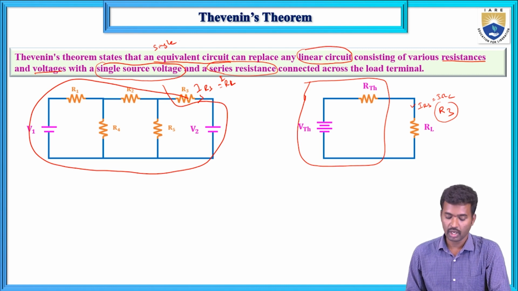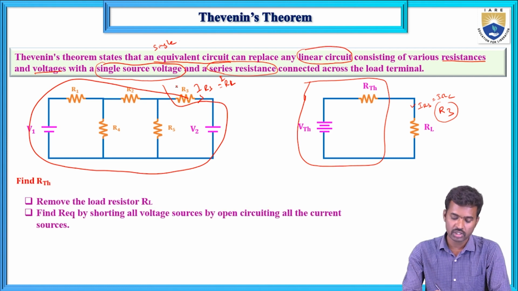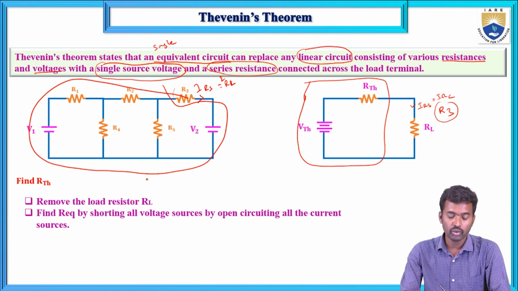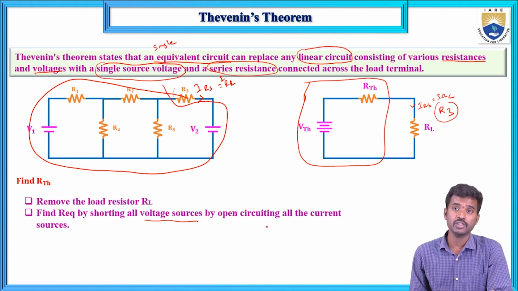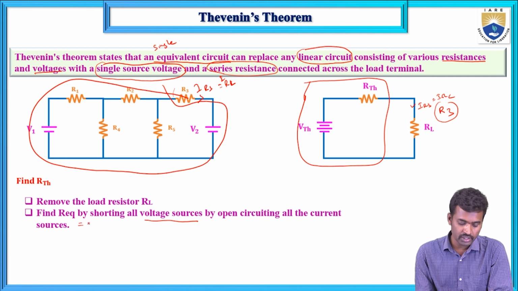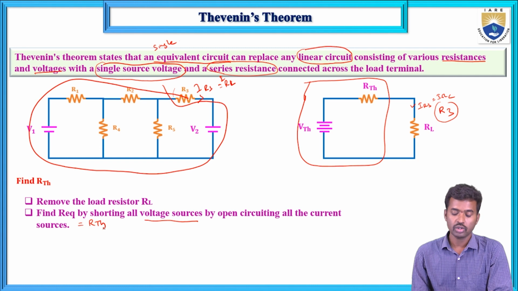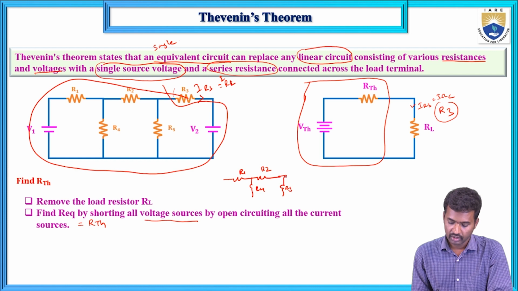There are steps to find RTH. Step 1: first remove the load resistance from the given circuit, and all voltage sources are replaced by short circuits and current sources are replaced by open circuits. Then calculate the equivalent resistance. That equivalent resistance is known as RTH. So first remove the load resistance from the given circuit, with R1, R2, R4 and R5 remaining.